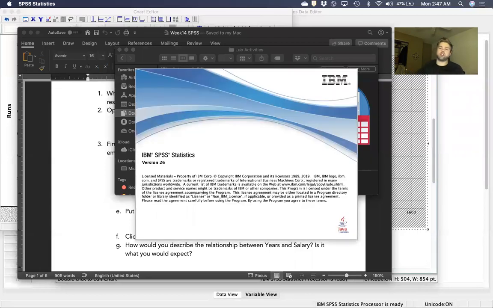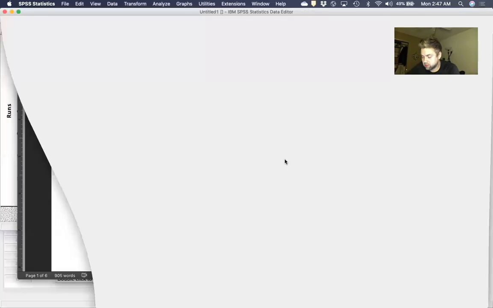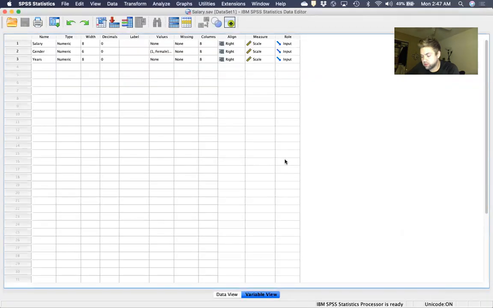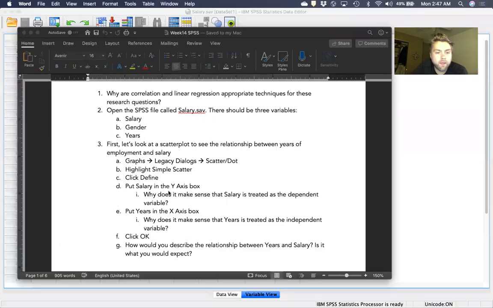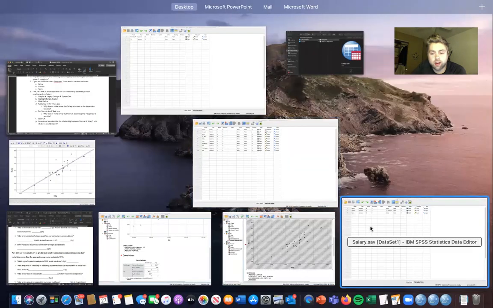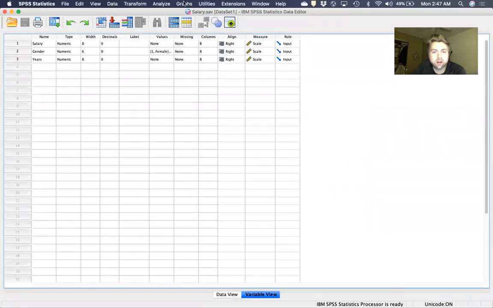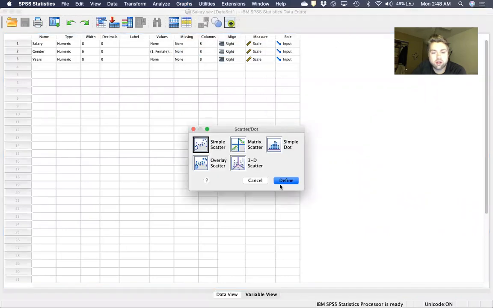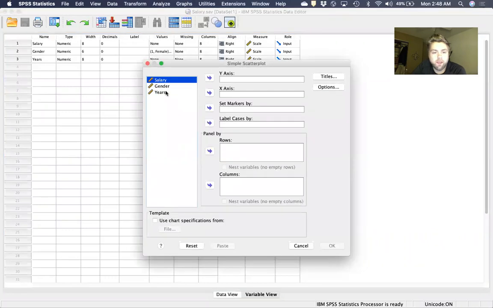This is the last one I'll open tonight. All right, where do we go here? Let's look at the scatter plot to see the relation between years of employment and salary. So I'll do Graphs, Legacy, Scatter. Simple scatter. And I do years and salary.